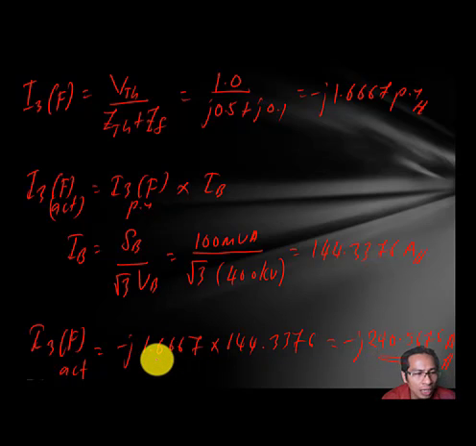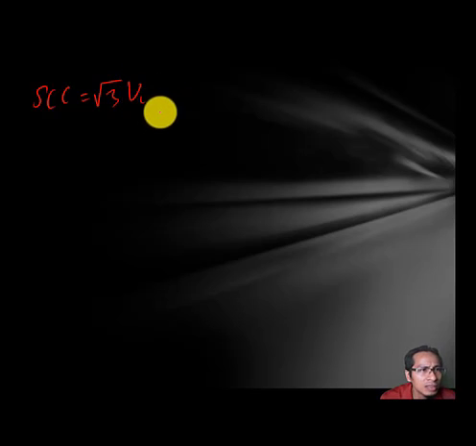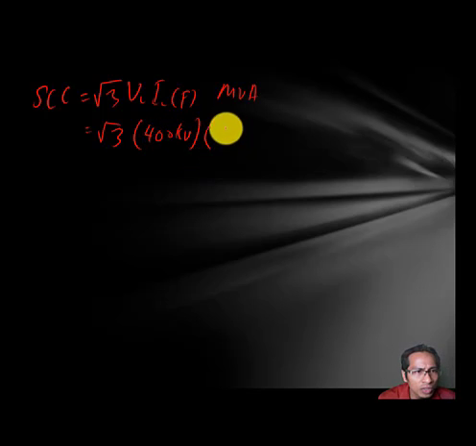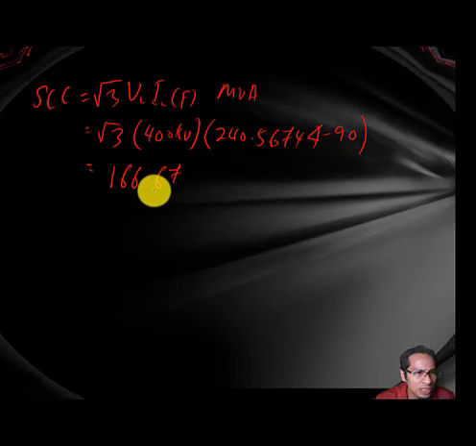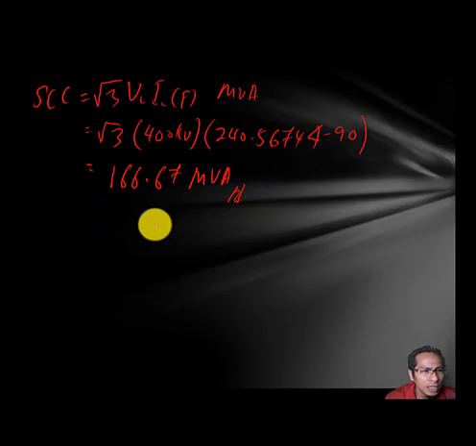So next question is to find the short circuit capacity. So as we know, the short circuit capacity is given by this equation. It is given by square root 3 of V line I line or I fault, in MVA. So in this case, square root 3 V line is 400 kV, I fault is 240.5674, minus J. Minus J, that means minus 90 degree. Okay, 166.67 MVA. So this is the short circuit capacity for this bus bar. Okay, so this is the answer.